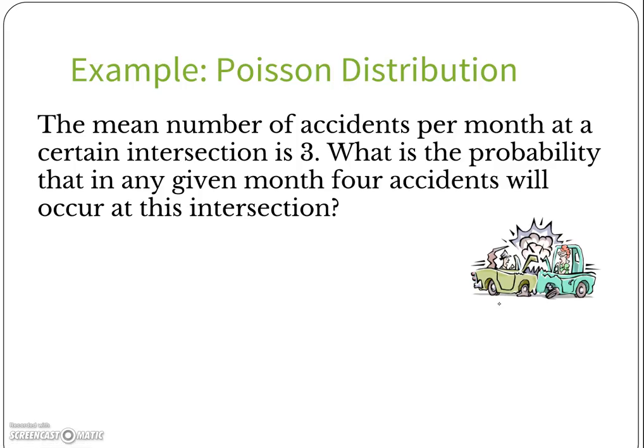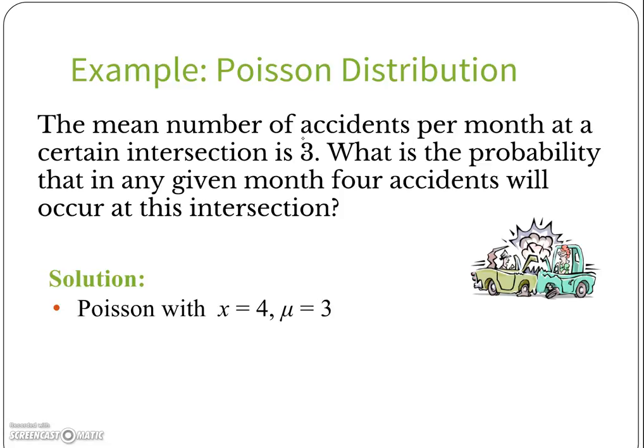So let's do an example. The mean number of accidents per month at a certain intersection is 3. So here we're told the mean is 3, so our mu is 3. What's the probability that in any given month 4 accidents will occur at this intersection? So in this example, the interval that we're talking about is a month. So in 1 month, on average, 3 accidents occur. But I want to know what's the probability that 4 accidents are going to occur in this intersection. So in this example, my x is 4, and I want to know what's the probability that it occurs 4 times when the average is 3.